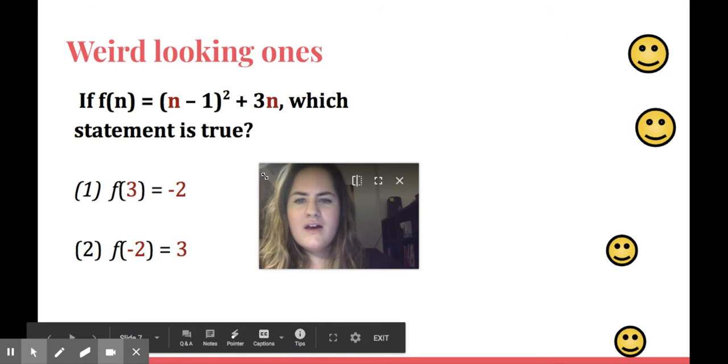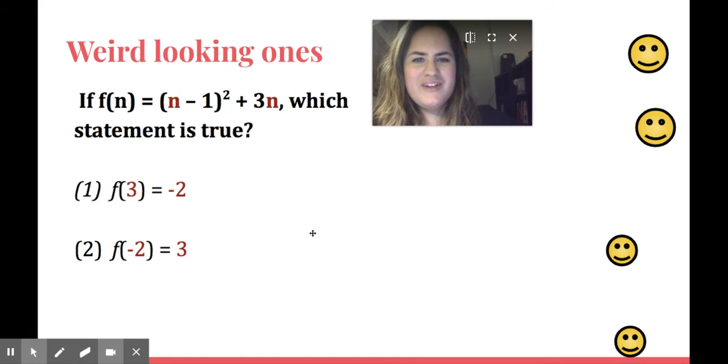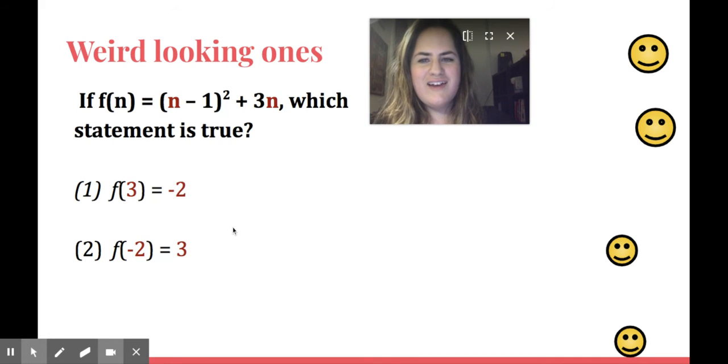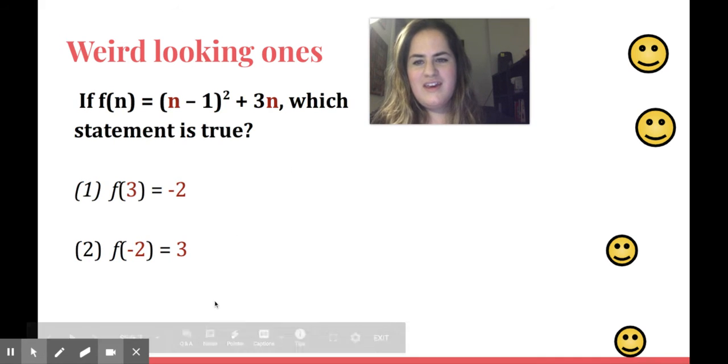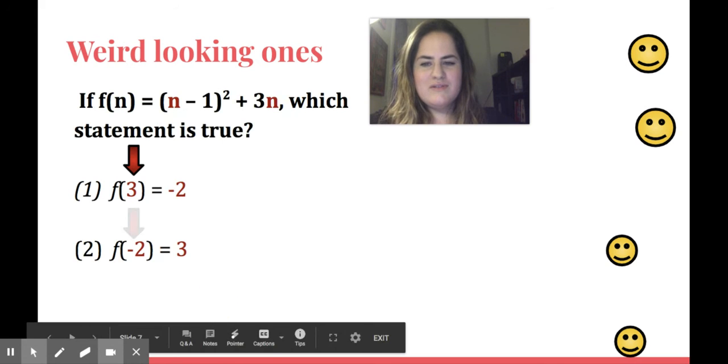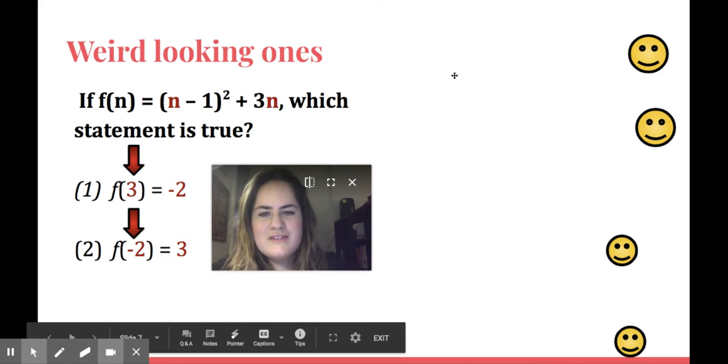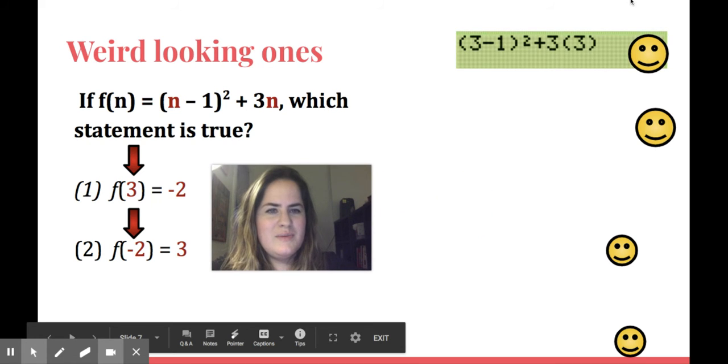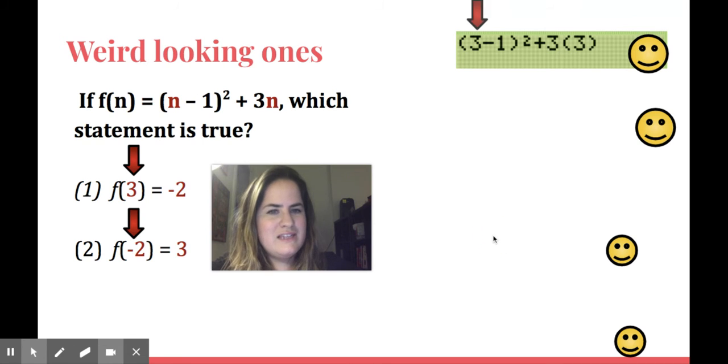Okay. Here's a weird looking one. Instead of the letter x, they have the letter n, and they're asking which statement is true. Choice 1 says if you plug in 3, you'll get -2 as your answer. Choice 2 says if you plug in -2, you'll get 3 for your answer. So let's investigate. I'm going to be using my home screen. I replace n with 3. There's 2 places to do that. I use parentheses for the last one because that's multiplication.